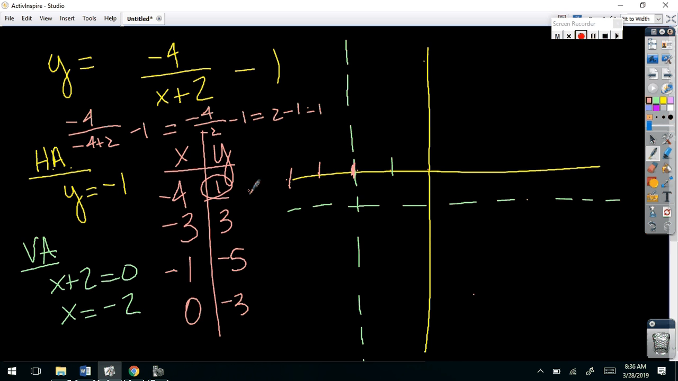But you see how long that took me? Plus, there's room for mistake and error, whereas if I just plug it in the calculator, I can pull the point from the table. All right, let's plot it. -4, 1.